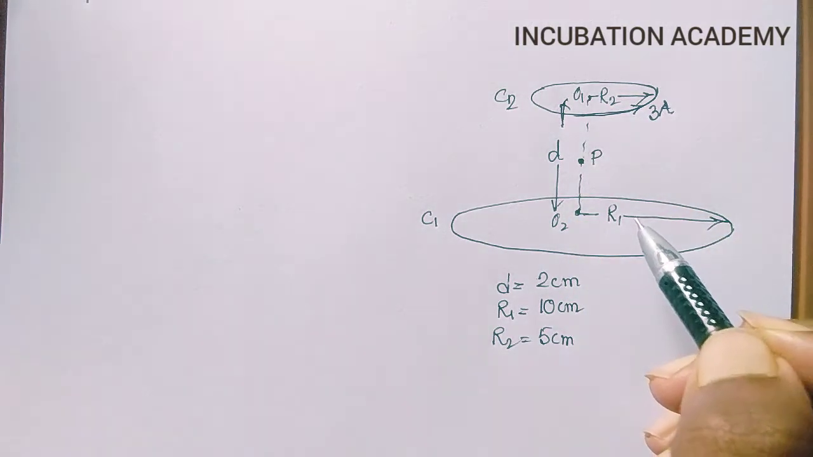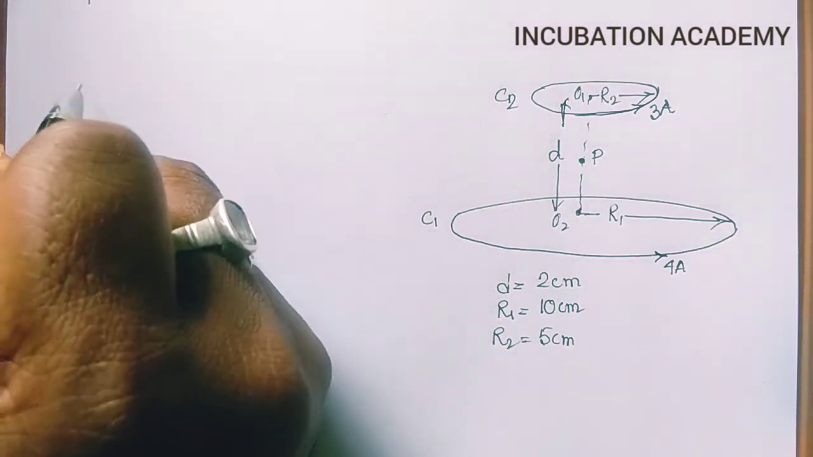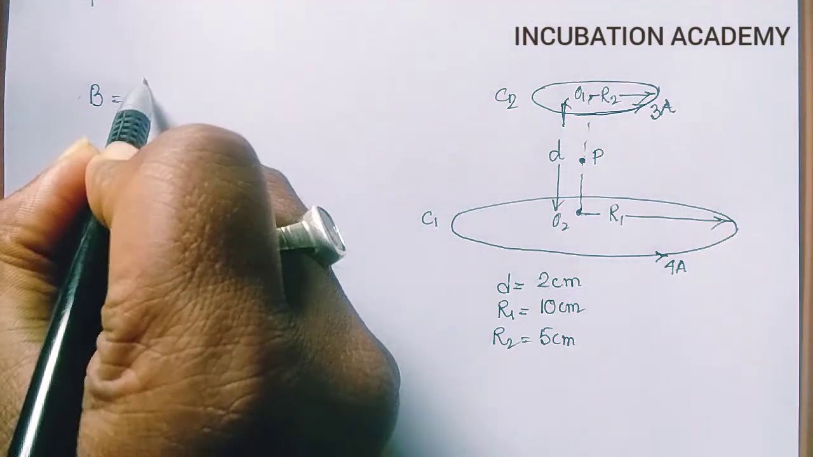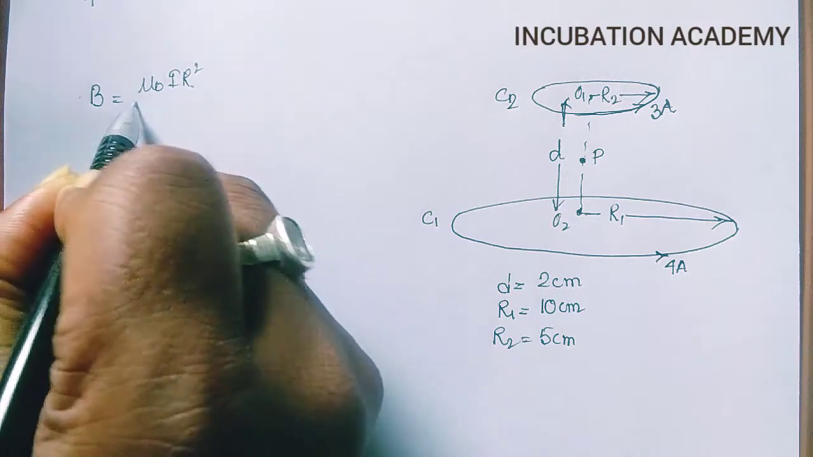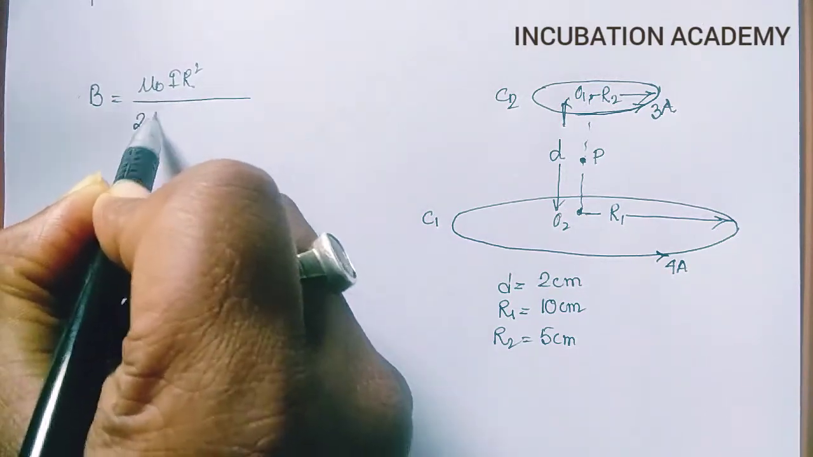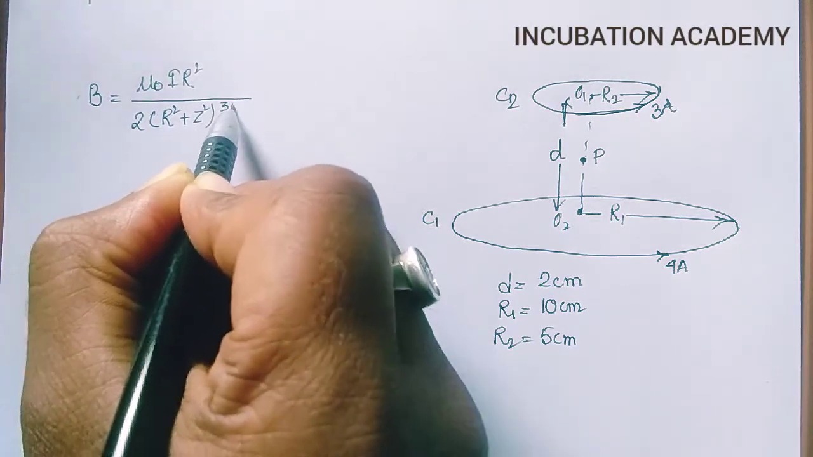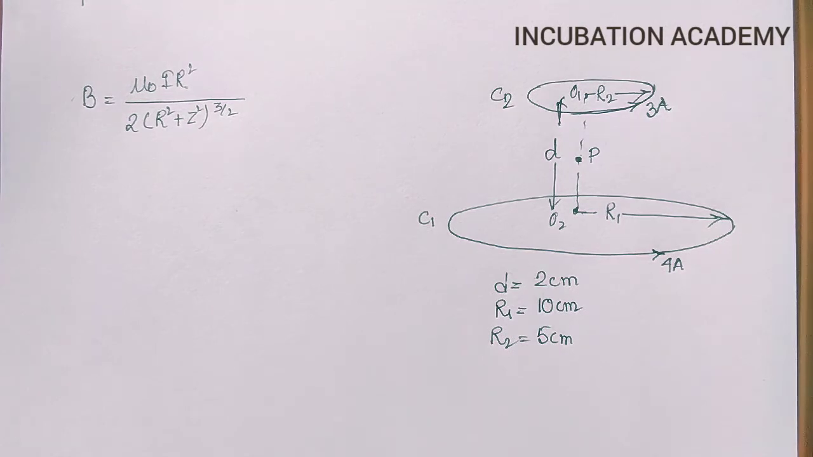Okay. So if I try to find the magnetic field here, the general formula that I am writing first is mu naught into I into capital R square divided by 2 into R square plus Z square to the power 3 by 2. This is the formula for the magnitude, and the direction of the magnetic field depends on the point of observation we have chosen, and on the direction of the current flow.